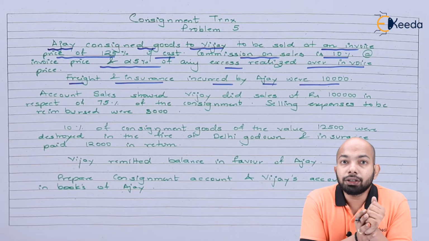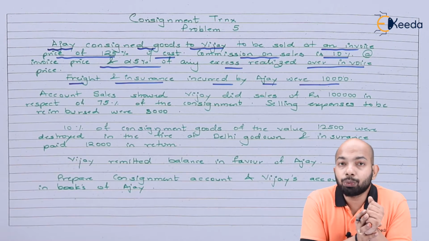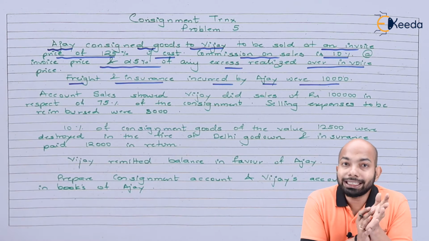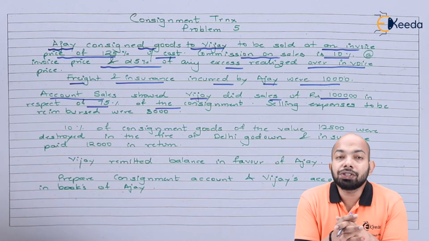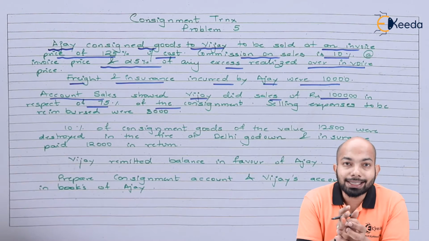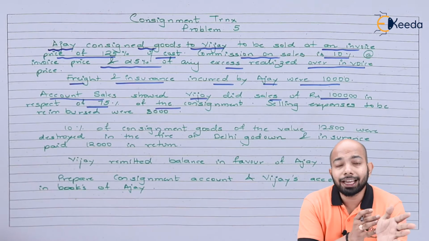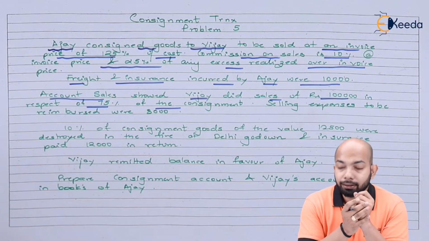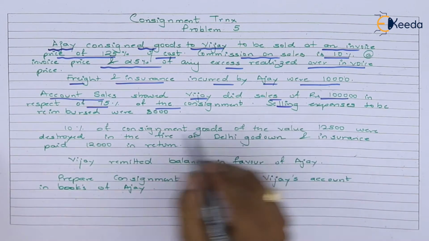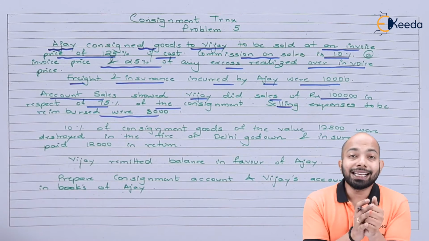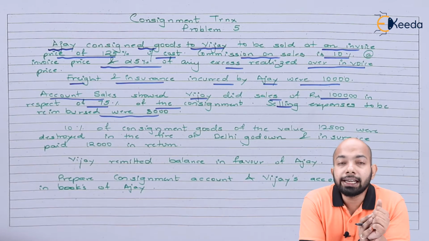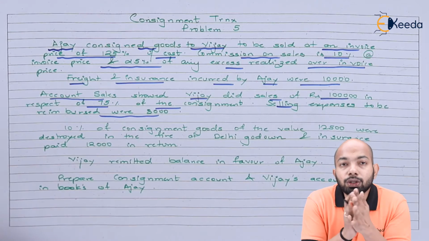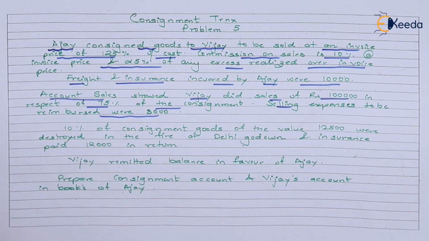The account sales shown by Vijay gave certain details. The sale happened for rupees 1 lakh, which constitutes 75% of the consignment. That means 75% of the consignment was sold for rupees 1 lakh. Selling expenses which are to be reimbursed amounted to rupees 8,000. That means this amount was to be reimbursed to Vijay.